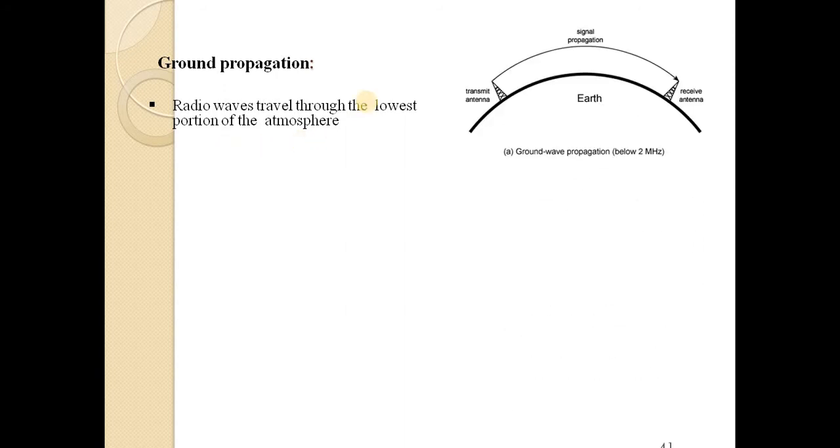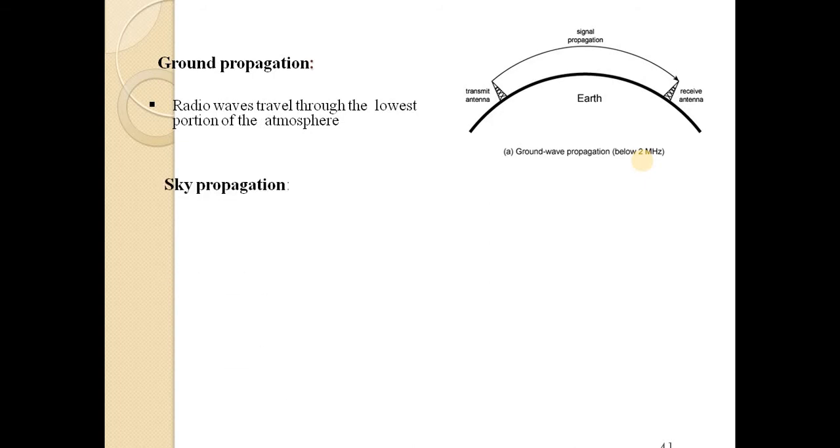Let us see the theory of ground propagation. Radio waves travel through the lowest portion of the atmosphere. This is ground propagation, with carrier frequencies up to 2 megahertz.